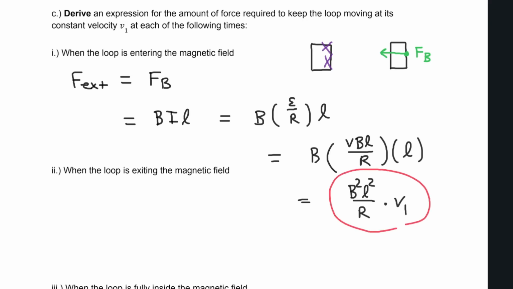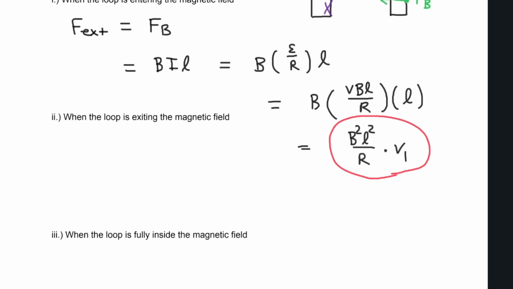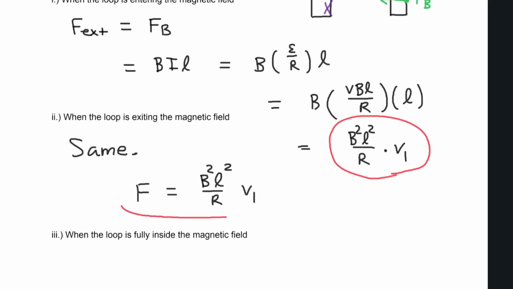And notice I took up some extra space here because we don't actually need it. When the loop is exiting the magnetic field, it's the same. Same argument. So the force would also be equal to B squared L squared over R times V1. Because as it's exiting, there will be the same magnitude magnetic force attempting to push it back into the field.